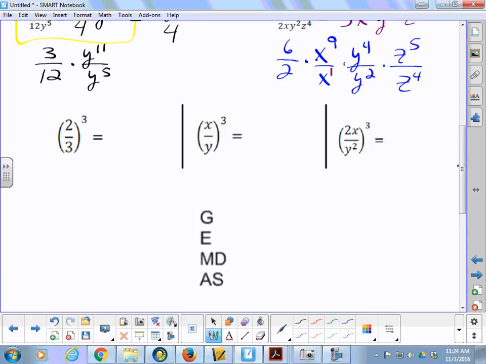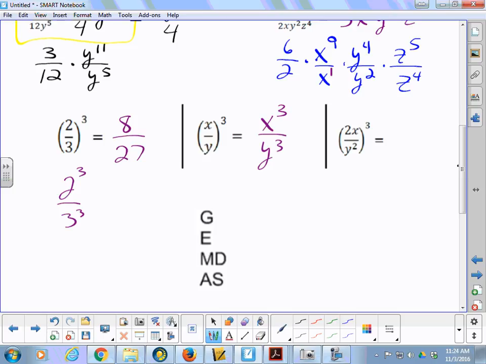All right, so the answers for these are, we have 2/3 cubed, so that means we have 2 to the 3rd over 3 to the 3rd. The exponent applies to both. So this is going to be 2 cubed is 8, and 3 cubed is 27, 8 over 27. For the next one, we have x cubed over y cubed. So that exponent, with our power rule, if we have a fraction, it applies to everything in that fraction. If we have a fraction, the power applies to everything.